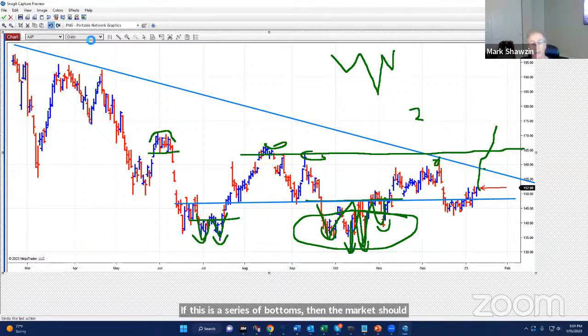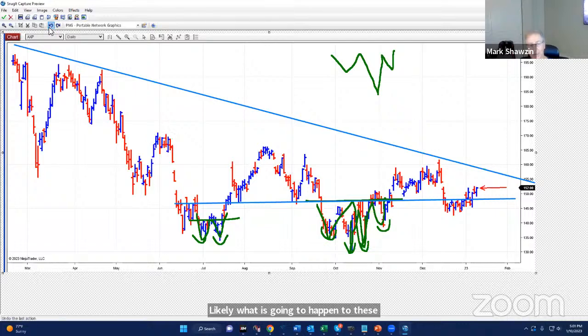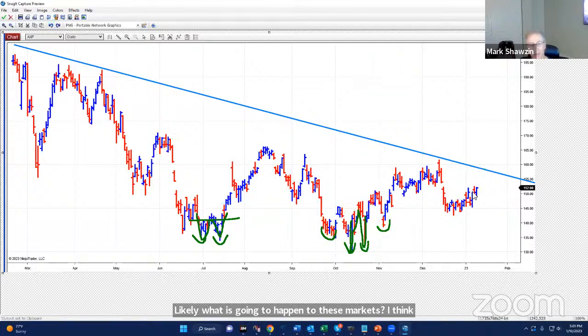If we go up, we could still go up and stall out and do this. And that's likely what is going to happen to these markets. I think the back end of January, you're going to start seeing this market come down. But I think there's just enough energy, enough gas in the tank still to take this. And it's a game of slalom. It's like you're one of those tanker captains playing slalom with the icebergs.